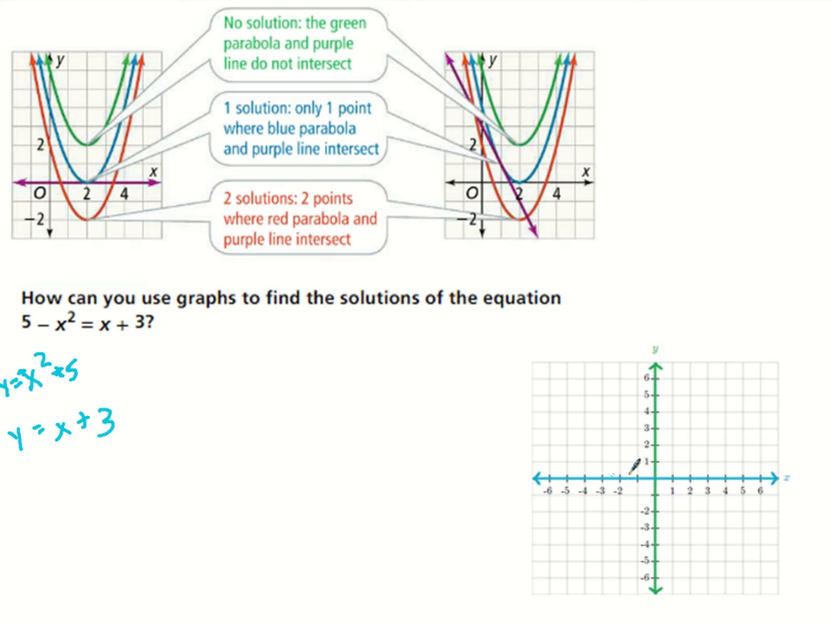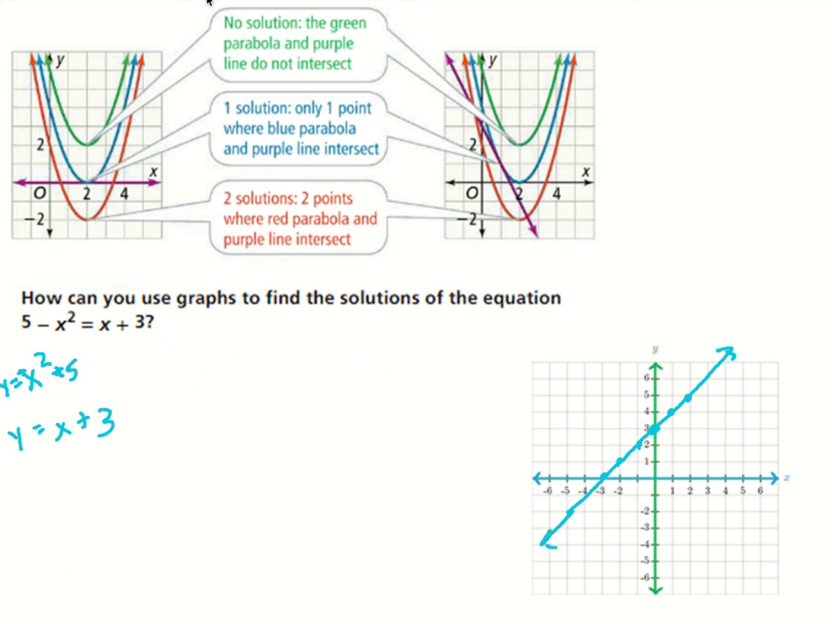So x plus 3, it's pretty simple to graph. 1, 2, 3. There's my y-intercept. Up 1, over 1, up 1, over 1, down 1, over 1. There we go. So there's that graph. Easy enough. So I made my graph.